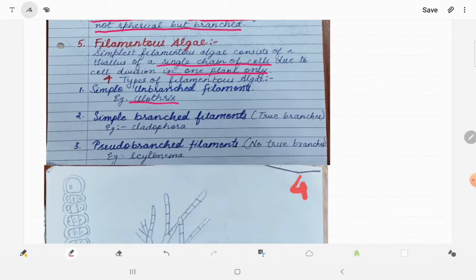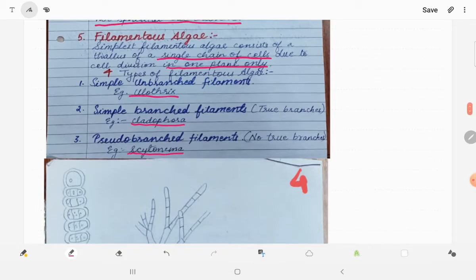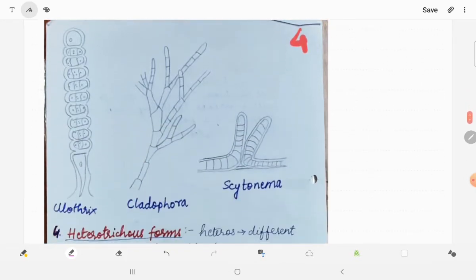Example is Ulothrix. Simple branched filaments which have true branches. Example is Cladophora. And third is pseudo branched filaments which have no true branches. False branches are present. Scytonema, example. You can see by the diagram, Ulothrix has single row of cells. It is the simple unbranched filamentous algae, and Cladophora has branches, so it is simple branched filamentous algae, and Scytonema is the pseudo branched filamentous algae because false branches can be seen.